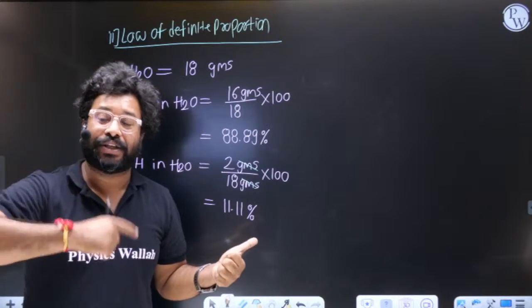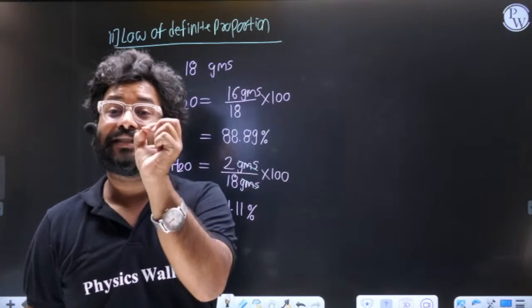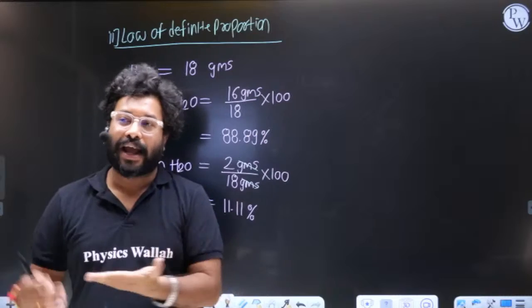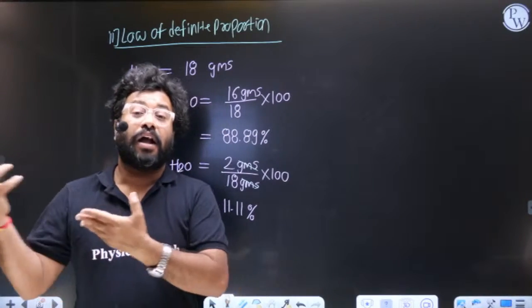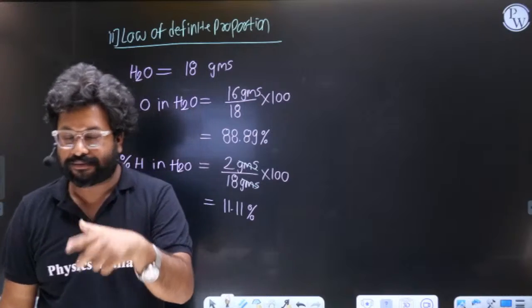Mayur, H3O+ is not water. H3O+ is an acidic species. When you put an acid into water, water accepts the H+ ion from the acid and then you get the H3O+. So H3O+ is not water.